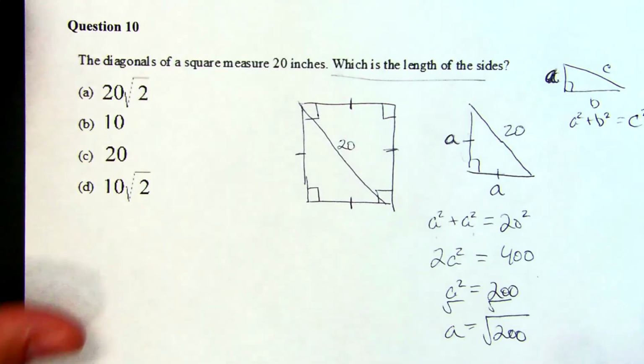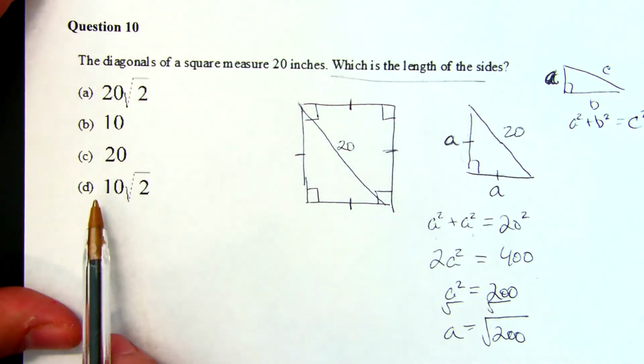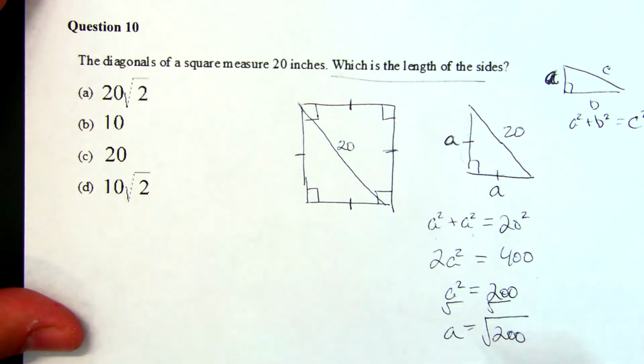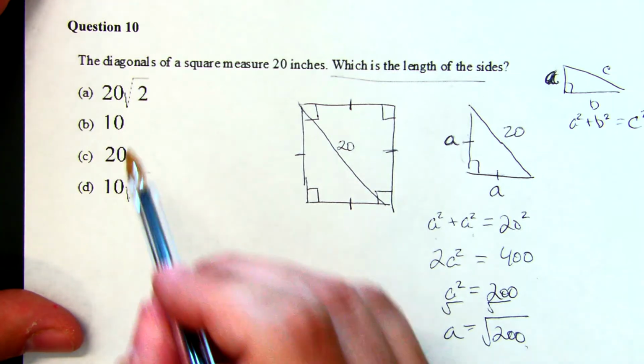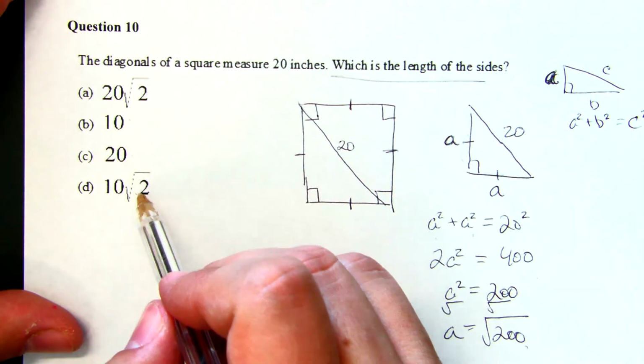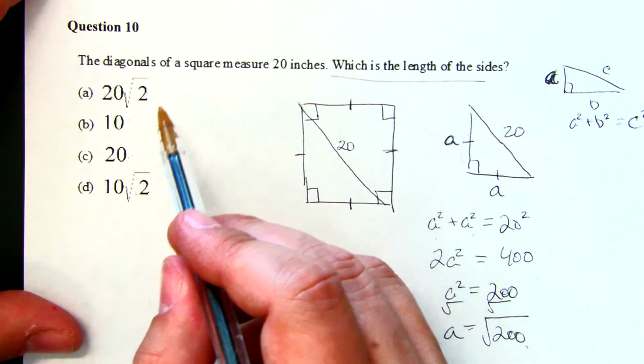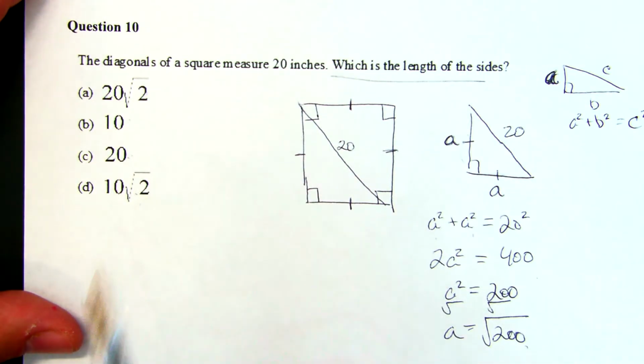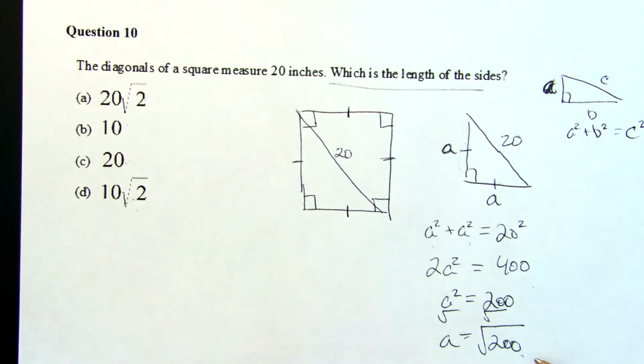Now, if you look over here, none of these is the square root of 200. So you're going to have to either simplify this, or put the square root of 200 in your calculator, and then put each one of these in, well, 10 and 20 you don't have to, but 20 root 2, 10 root 2 in the calculator, and see which comes out to be the same thing you got when you put in the square root of 200.